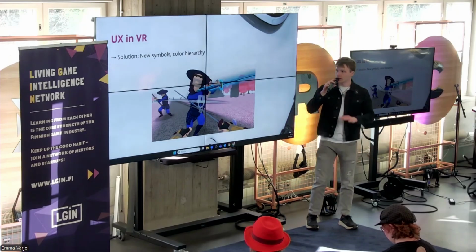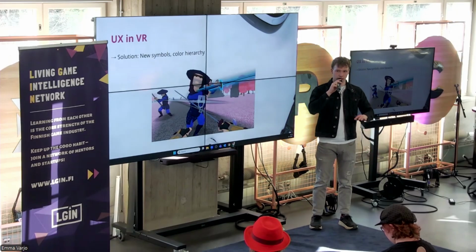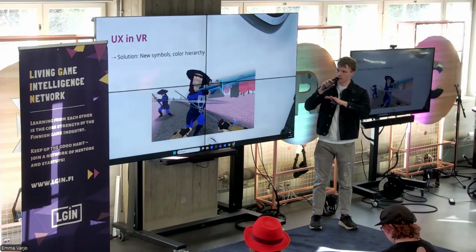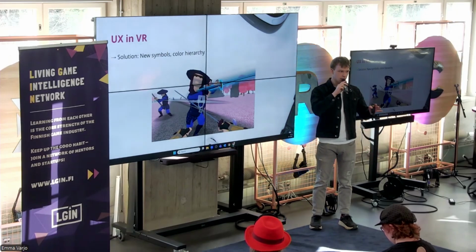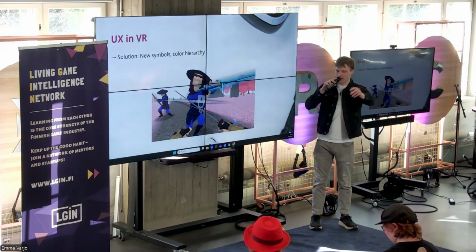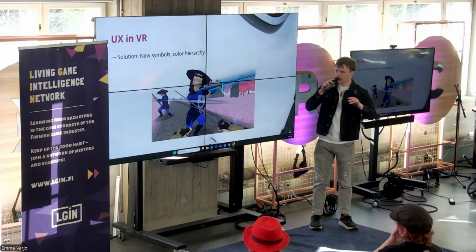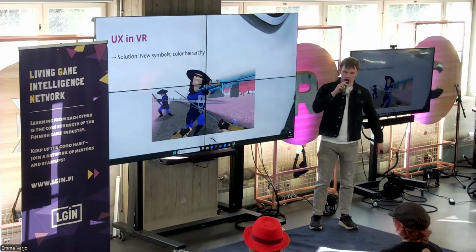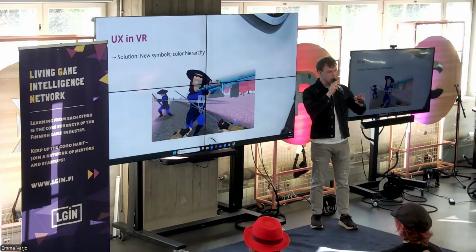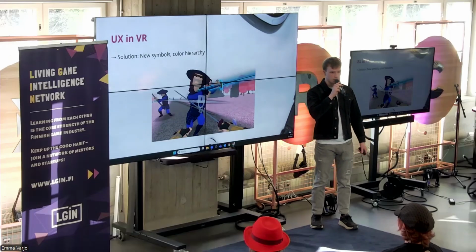I wanted to bring this example because I think it also gives some resources to non-VR developers. Taking away the moving your hand freely, you can still see that symbols and color hierarchy are very important for the UX. So that's about it.